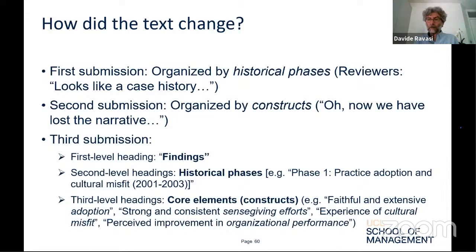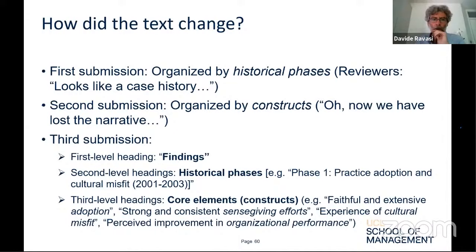So for instance, implementation, faithful and extensive adoption. Sensegiving, strong and consistent efforts. Cultural misfit, experience of cultural misfits. So we were highlighting that each phase had the same conceptual structure. It's a little complicated, but if you're working with something that has this structure, you will see how this will help you a lot.